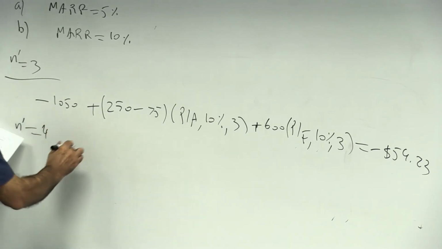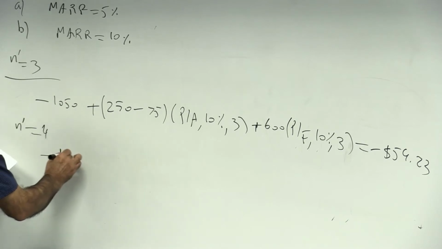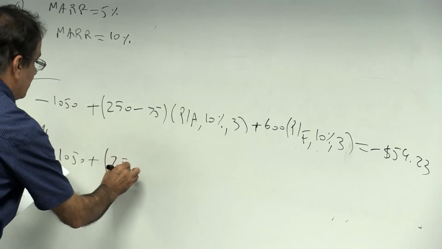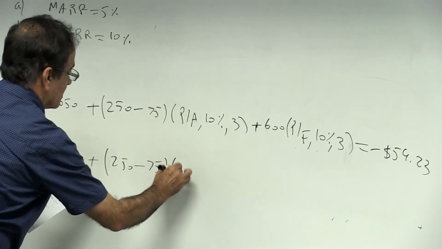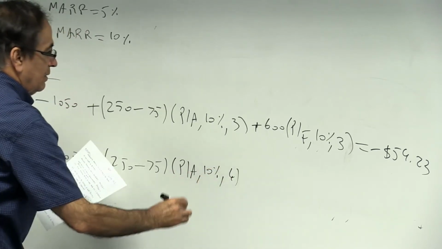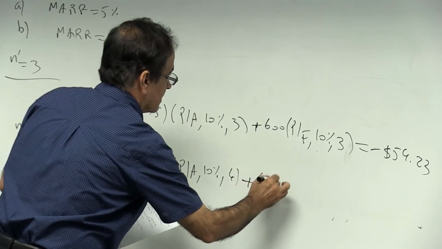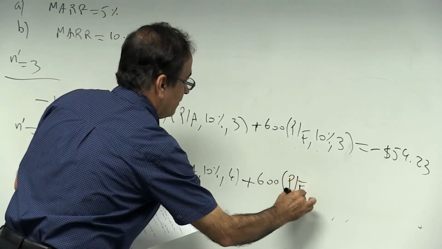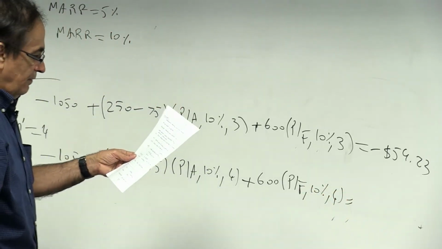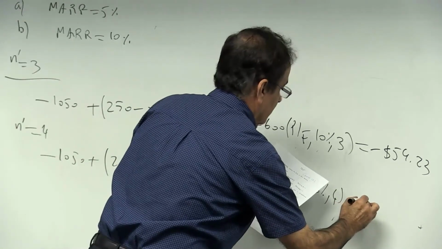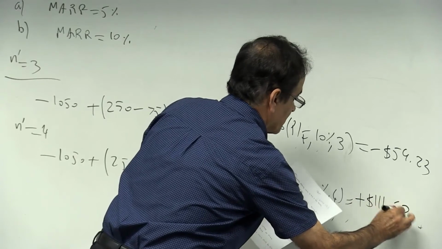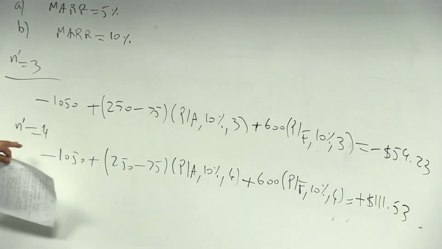Now my next guess, n prime should be equal to 4 years. Same equation, I'm going to change n prime to 4. So it's going to be 1,050 plus 250 minus 75 times P given A, 10% and 4 periods, plus 600 P given F, 10% and 4 periods. If you do so, you're going to get positive $111.53. Obviously, my payback period is somewhere between 3 and 4 years.